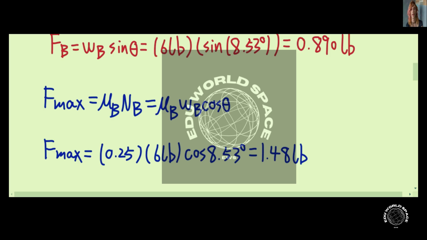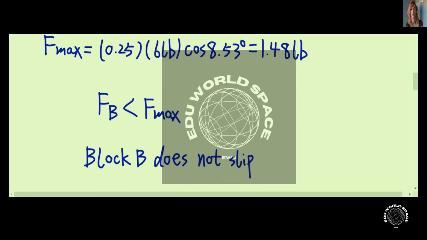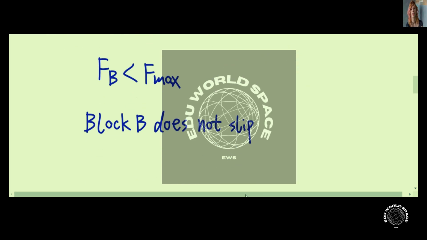As you can tell, the friction at block B is less than the maximum friction on block B. Therefore, block B does not slip. And these are the answers for this question.